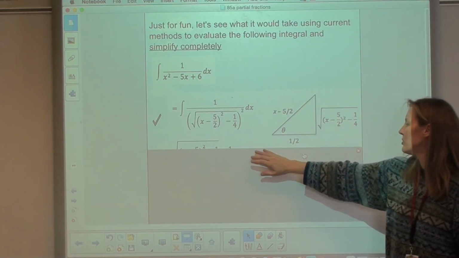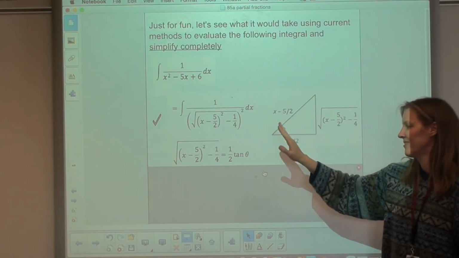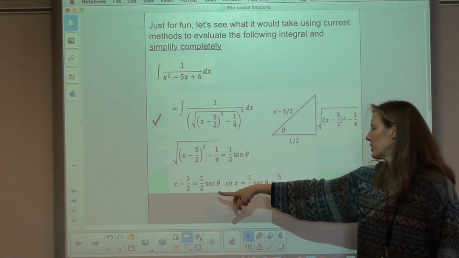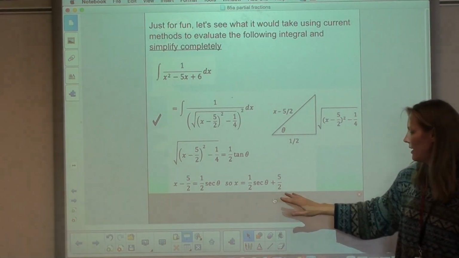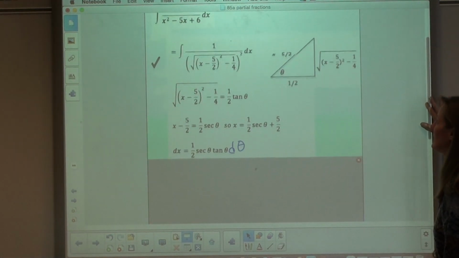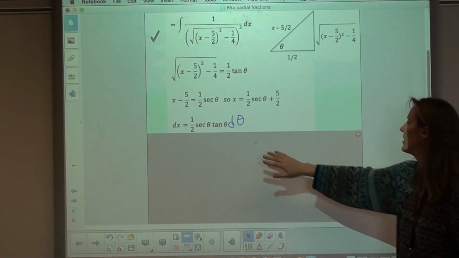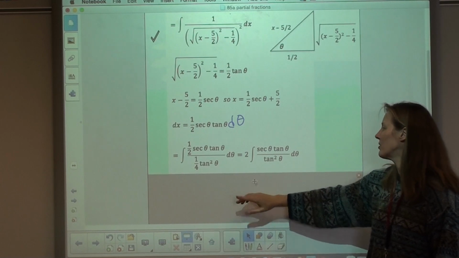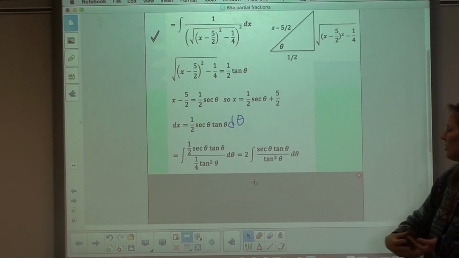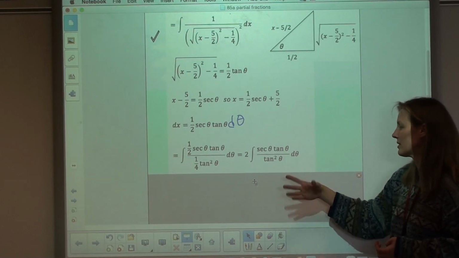So the first thing I do is identify my root. My root was equal to 1/2 tan. Then I identified my x variable, so x minus 5/2 is 1/2 secant, solved for x, and then found dx, and I did not forget the d theta there. Then it was just a matter of substituting everything back into the original integral. So we've got this beautiful integral, went ahead and divided 1/2 by 1/4 and got 2. And we have a secant tan over tan squared, so you can cancel a tangent.